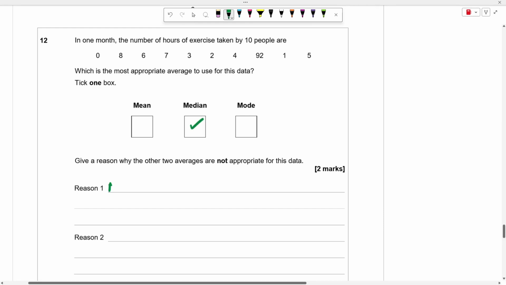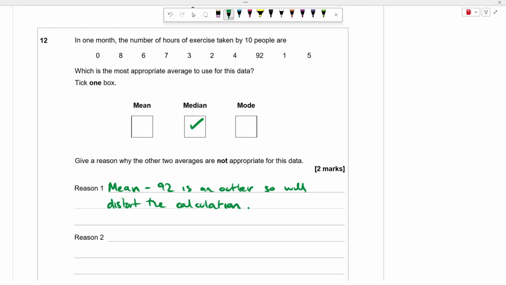A reason for not using the mean is that 92 is an outlier, so it will distort the calculation. You don't have to say that word for word, but basically a possible outlier among the listed numbers is going to affect the mean. When we add up all those numbers and divide by 10, using 92 is going to massively mess our results up.